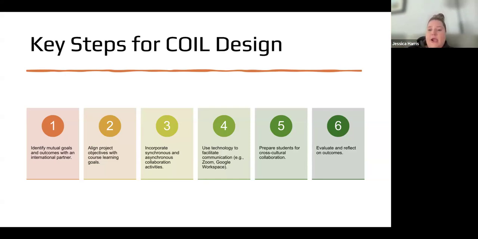Step 5, really preparing students for cross-cultural collaboration. I think this aligns with number 2. When you're thinking about what that project is, what are you actually going to be doing that's going to enhance and prepare students in regards to their cultural awareness, their cultural sensitivity? Why is this a global experience? So yes, anybody can do COIL, but thinking at the real root of why you're doing this is really important.